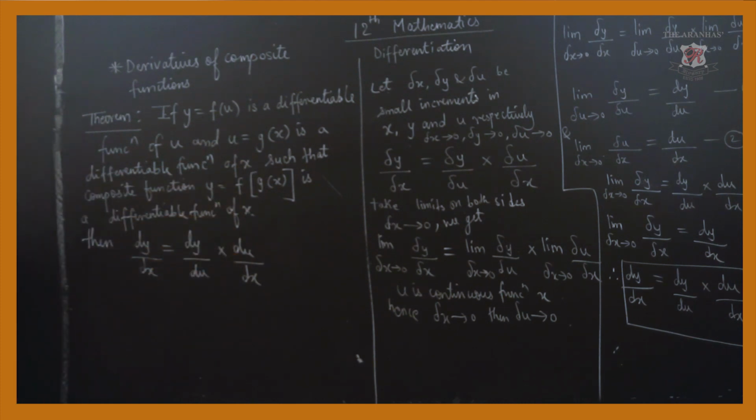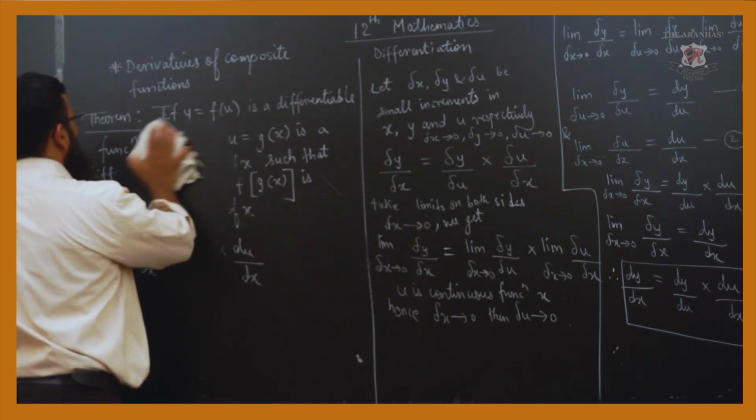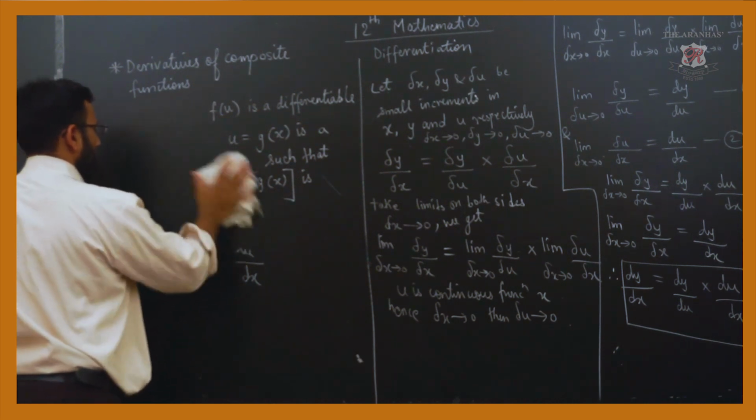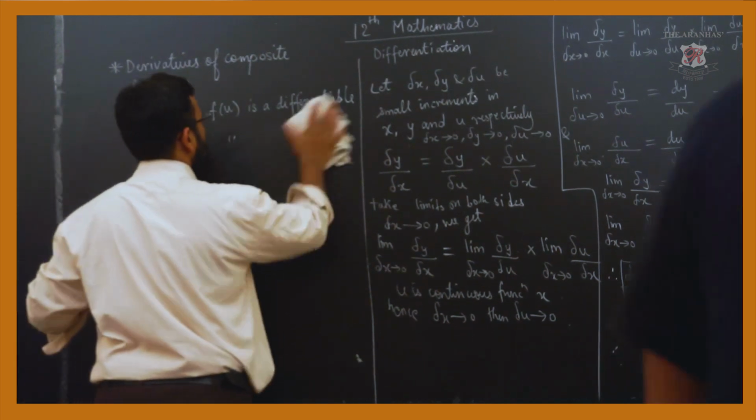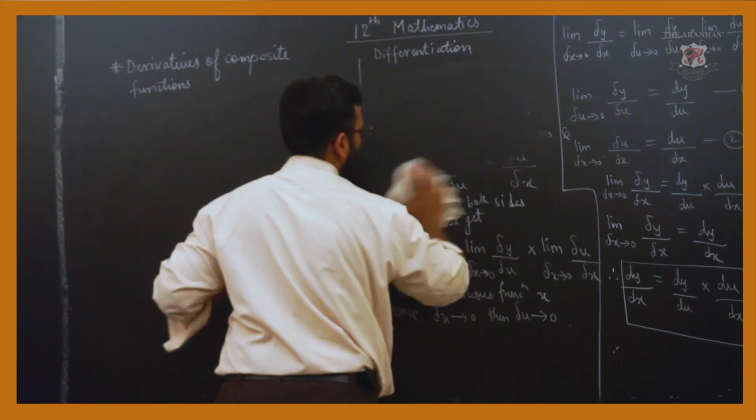So this theorem is generally asked, and sometimes this question is also asked along with a numerical attached to it. Then the question can go for 4 marks: 2 marks for the theorem and 2 marks for a numerical.